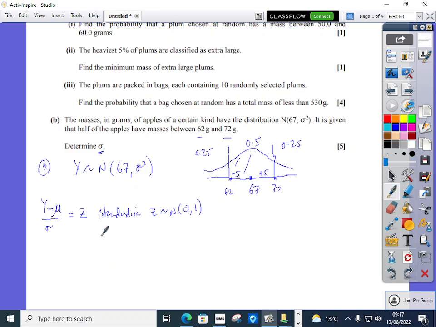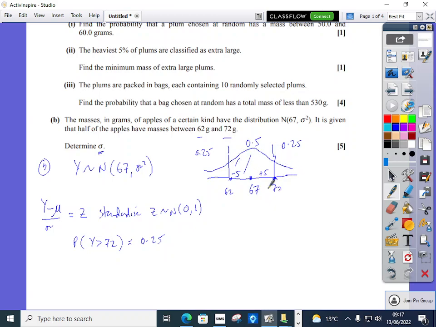So what we've got here, we're going to standardize it. So we're going to get the value between these two. It doesn't matter which way round we go, the upper band or the lower band, they both will work. I'm just going to use this value at the moment. Let's say 72. So if we said probability that y is greater than 72 grams, the chances of that happening is going to be 0.25, because we know from here it's symmetrical.